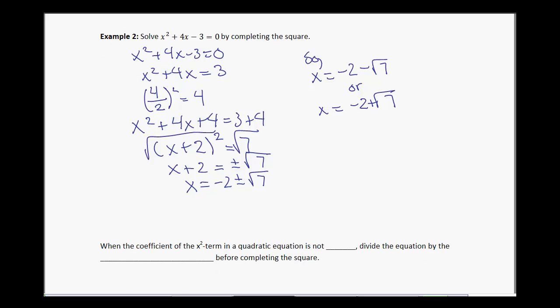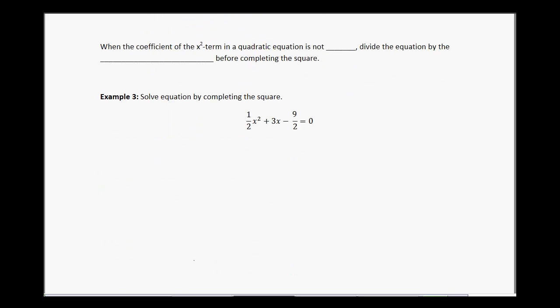So like I've already been saying, when the coefficient of the x squared term in a quadratic is not 1, divide the equation by the coefficient. I've already expressed how important this is before, but we haven't seen a question where we've had to manipulate the coefficients yet, so let's try that with example 3.